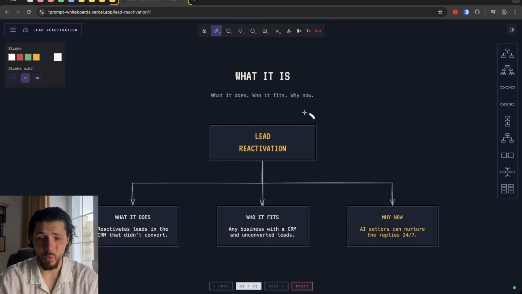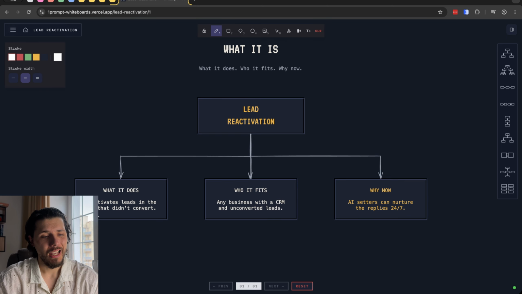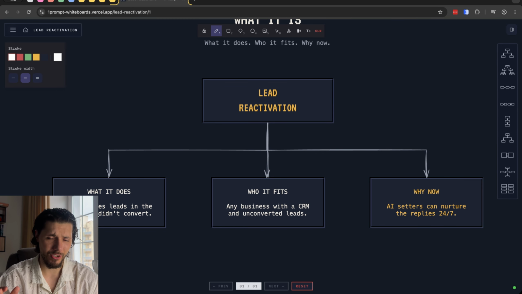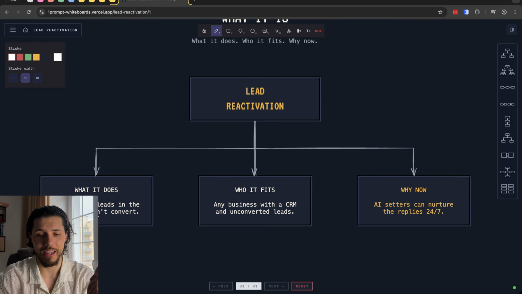As an overview, what is lead reactivation? Essentially, it reactivates the dormant or dead leads within any CRM. It is so great because it can be applied to any business that has a CRM with leads inside. Now, there are obviously use cases where the business doesn't have a CRM, and you can digitalize their existing catalog of leads and push it into the lead activation engine. But this is a topic for a different video.